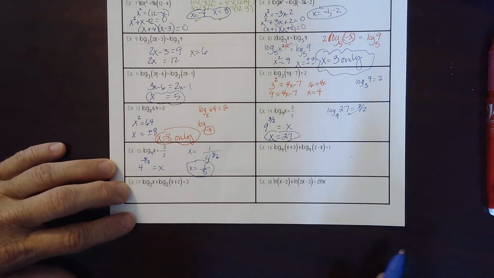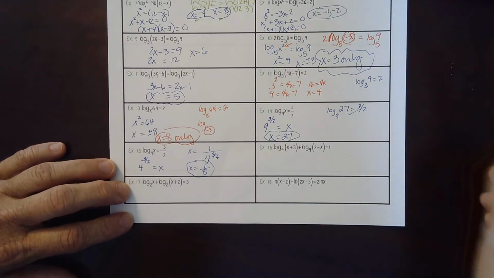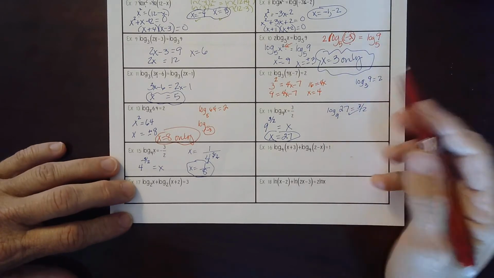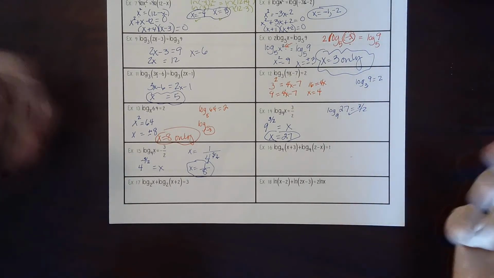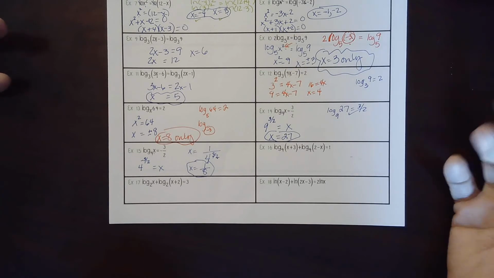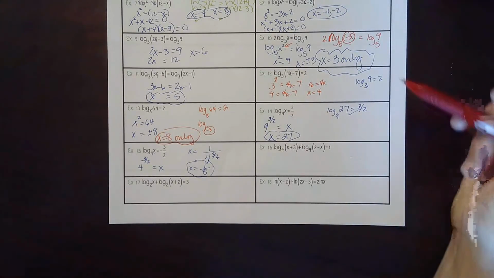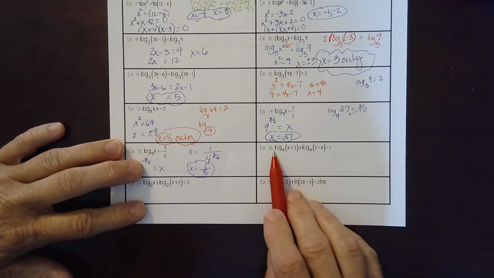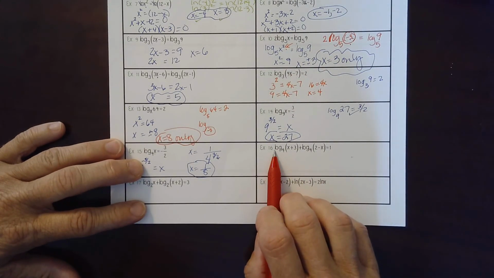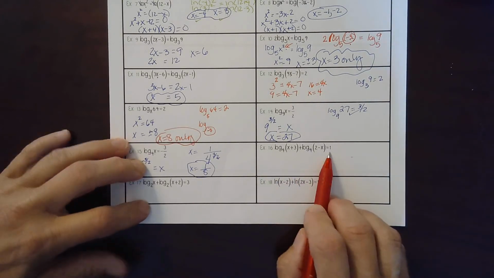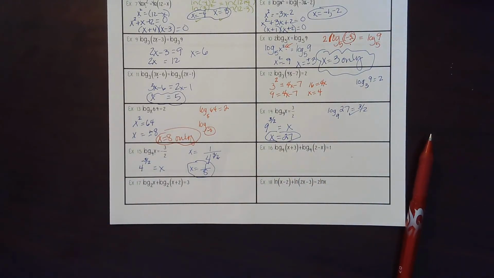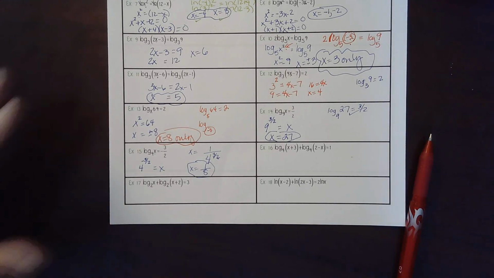So our next couple of examples are going to be examples where we have multiple logs, and they're not necessarily on both sides of the equation. They might be, but they might not be. So these examples are going to involve simplifying each side of the equation completely first, before you try to solve. You want to get each side of the equation to be a single logarithm if at all possible.